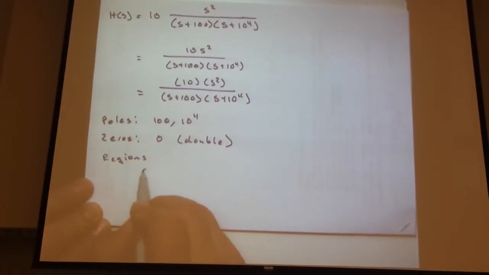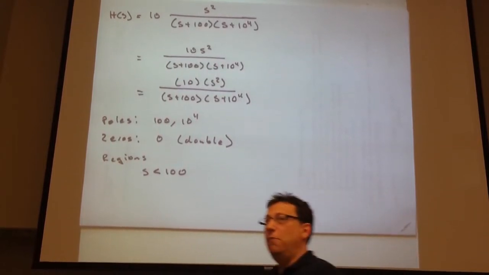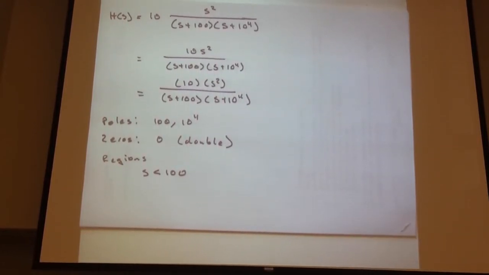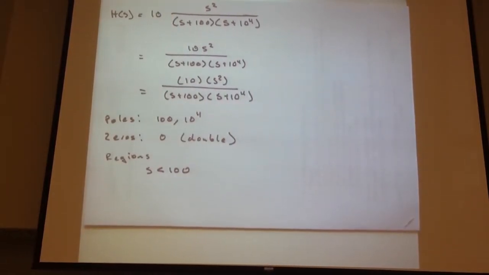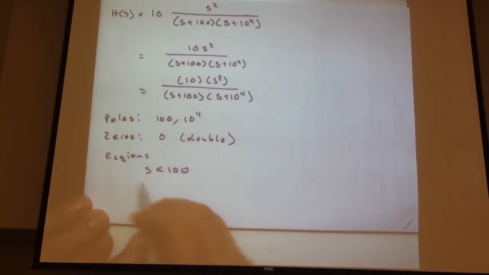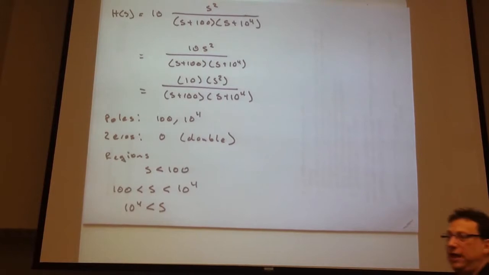So our regions are defined as s less than 100. And notice I don't say greater than 0. It's s less than 100 or omega less than 100. As an AC steady state, it never quite reaches 0, but you can say it approaches 0. You know, 10 to the minus 9 hertz is probably a pretty low frequency for most things. Maybe on the galactic scale that's not low, but we don't worry about that in this class. Then 10 to the 4 less than s. So we have 3 regions where we can do our approximations.